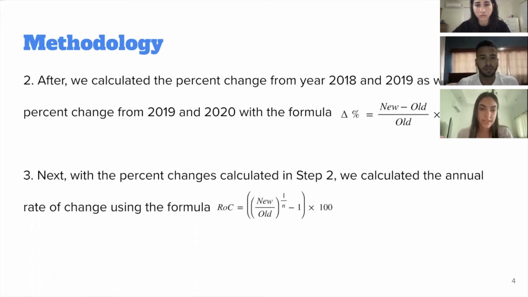to get the percent. And next, with the percent changes calculated in step 2, we calculated the annual rate of change using the formula rate of change equals new over old to the 1 over n minus 1 times 100, and n represents the number of years, which is 3 in this case.